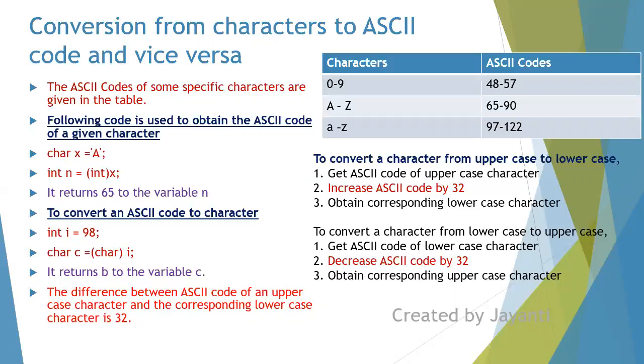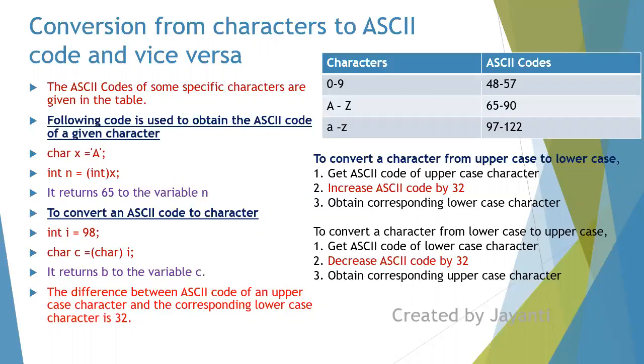Now, how do I convert it into ASCII? This is the example, please note it down properly. Char x is equal to a. I want 65, so I need to convert it into int. This is called typecasting. When I typecast x and put it in n, what will be my answer? It will be 65. I cannot write it directly. We need to do typecasting.